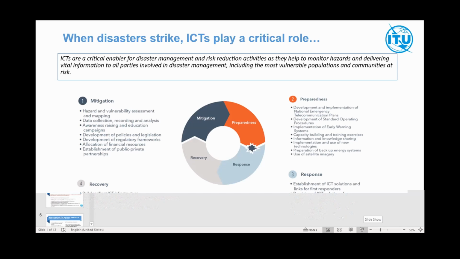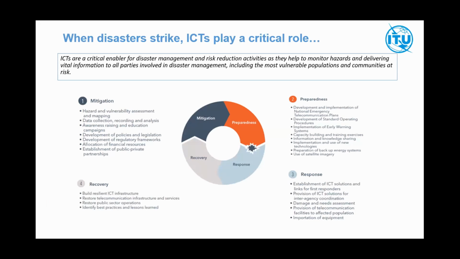So ITU is involved in the 4 phases of disaster management. The first is mitigation, second preparedness, response, and recovery. For example, in the mitigation phase, we have been involved in helping countries to assess their needs in terms of the use of ICTs for disaster management. For example, to assess what type of technology can be used to develop an early warning system, to implement that early warning, and to deliver those warnings to the end populations.